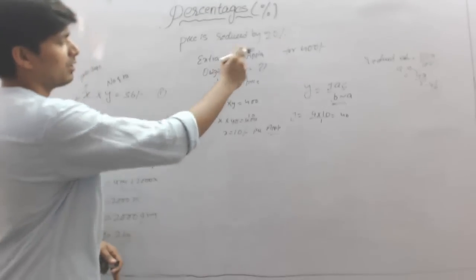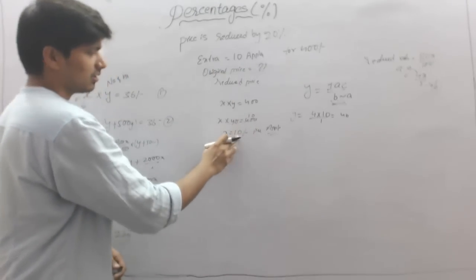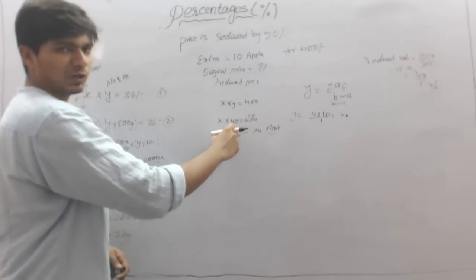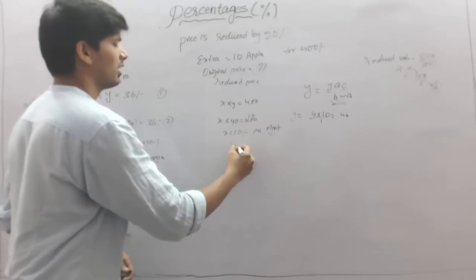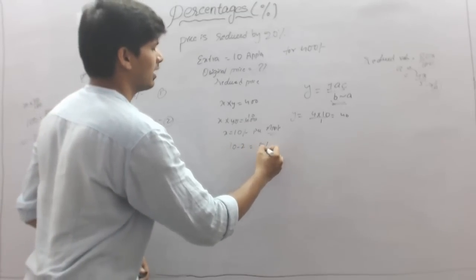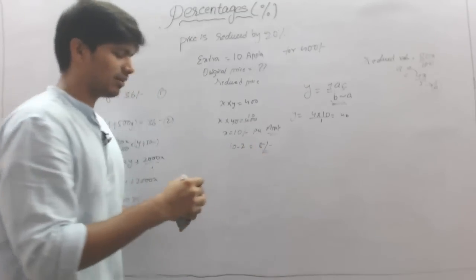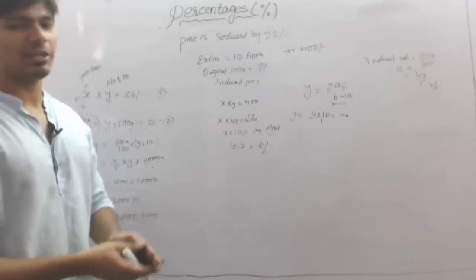Now when he asks the reduced price, what is 10%? 10% of 10 is 1 rupee. 20% is 2 rupees. So 10 minus 2 rupees gives you 8 rupees if he asks the reduced price. So this is the way you need to solve.